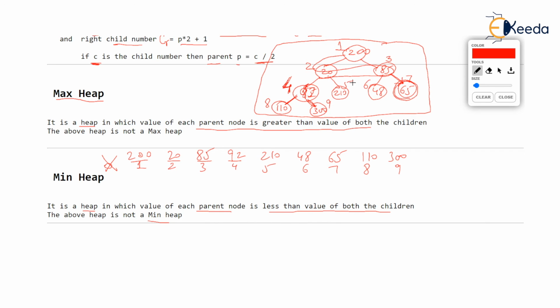Okay, is this a min heap? No way. For min heap, parent must be less than both the children. You can see the topmost parent, 200, is in fact larger than both the children. Then the rule of min heap is broken at the topmost level itself. Then this is neither a min heap.